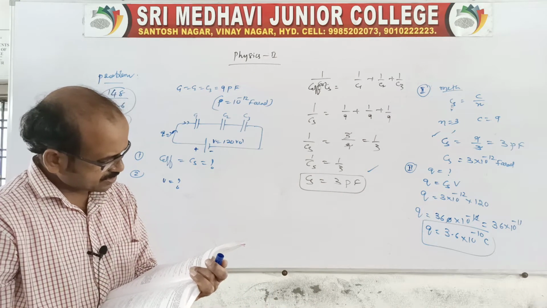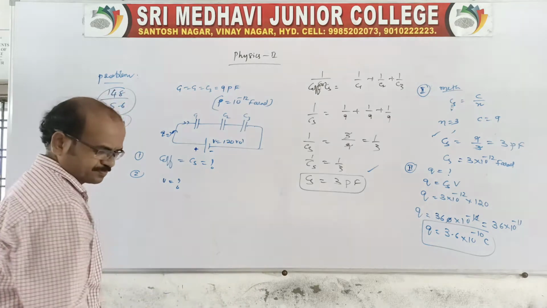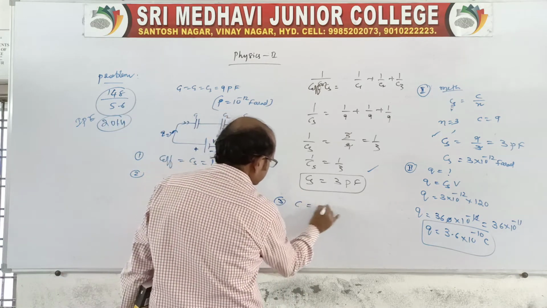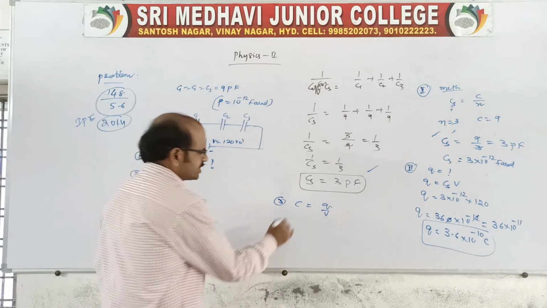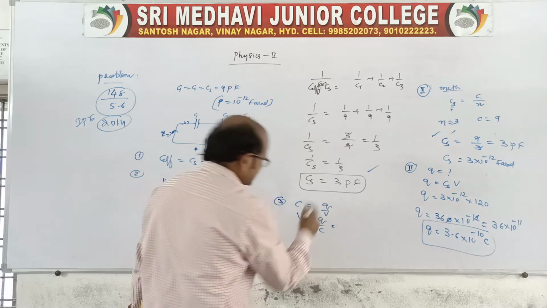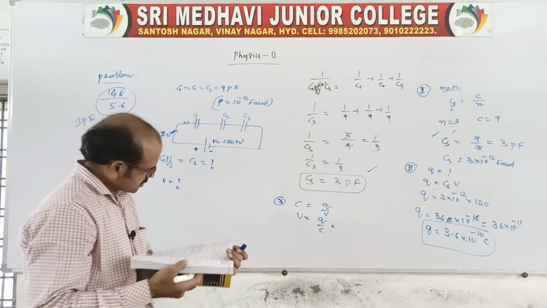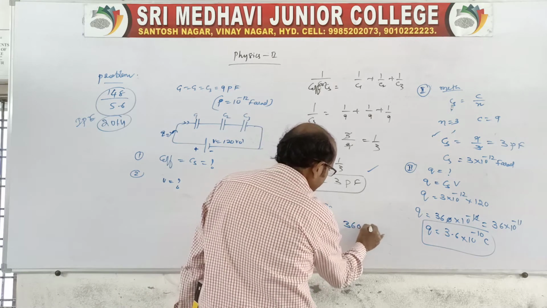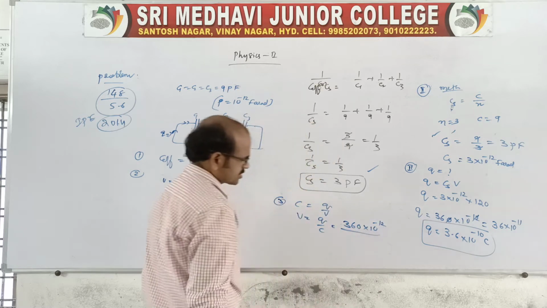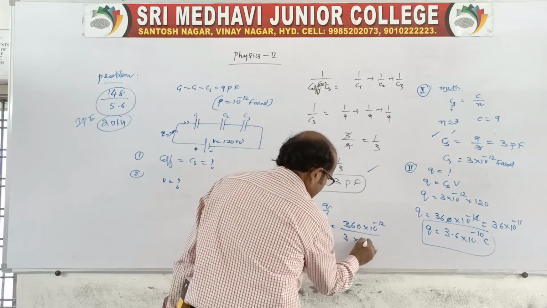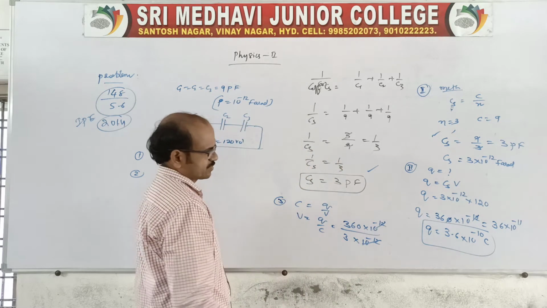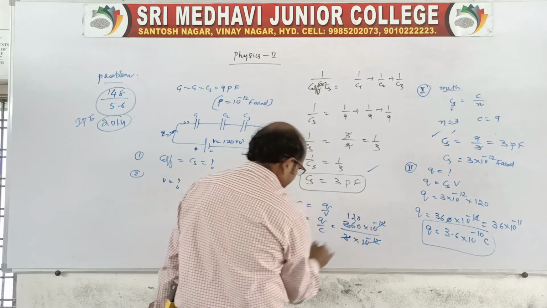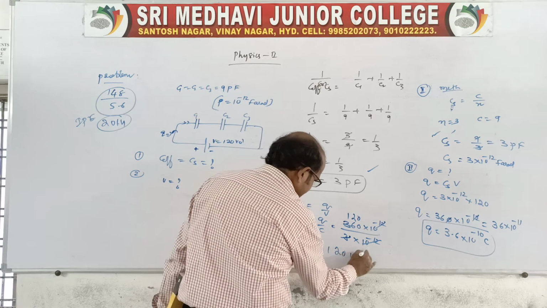Now he is asking the potential difference. That is the third point: C is equal to Q by V, so V is nothing but Q by C. Here C is the effective capacitance and Q is 360 into 10 power minus 12, and C is 3 into 10 power minus 12. The 10 power minus 12 cancels, which is very easy. So V is 120 volt.